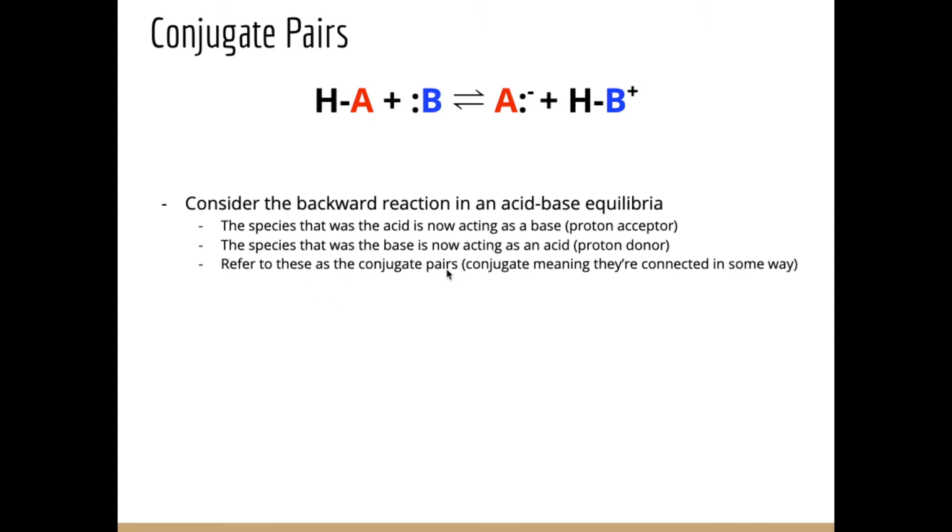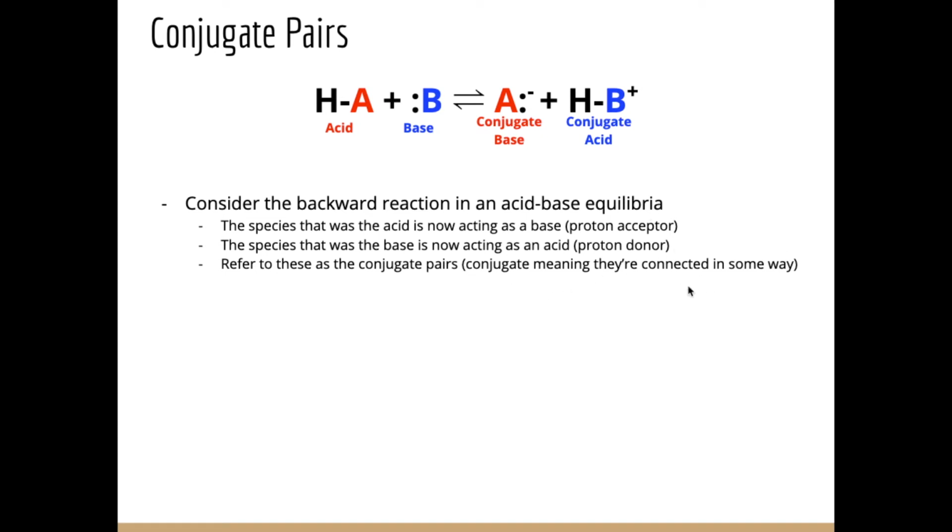The species that was the base is now acting as the acid for the same reason. So we refer to these as conjugate pairs. Conjugate is just a word that means that they're connected in some manner. So they're sort of pairs, yeah? So if we look here, we have the acid there, we have the base there. The species that was the acid has now turned into a base, so we refer to that as the conjugate base. So this is the conjugate base of the acid. So this is the basic species once it's lost that acidic hydrogen. And then similarly, the thing that was the base is now the acid, so this is the conjugate acid of that base.